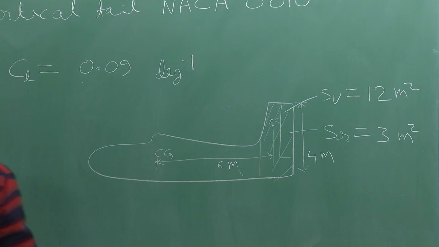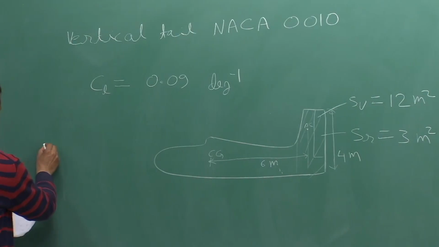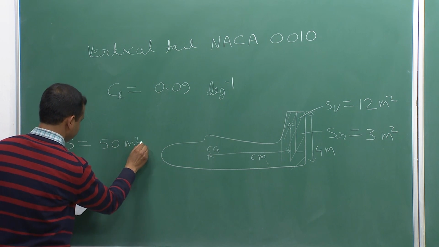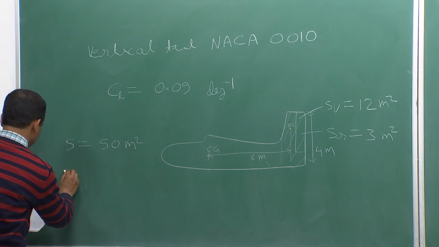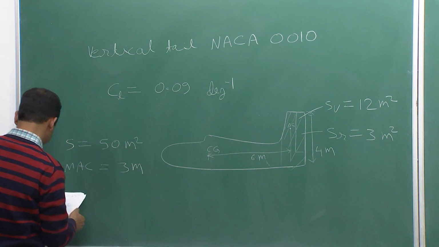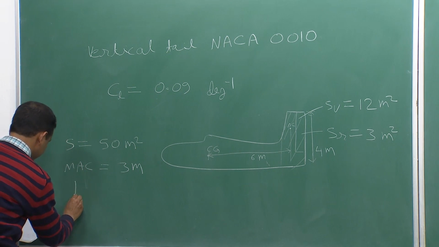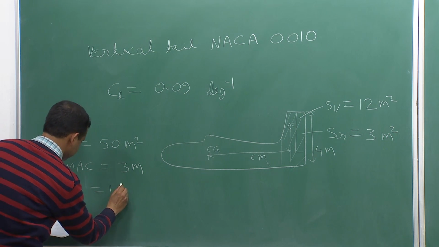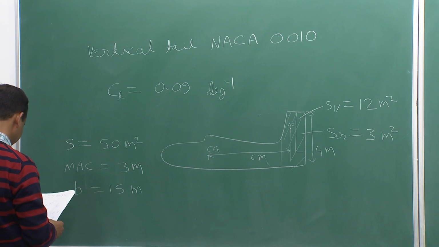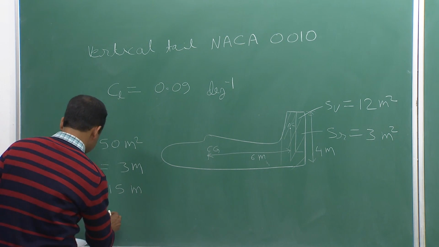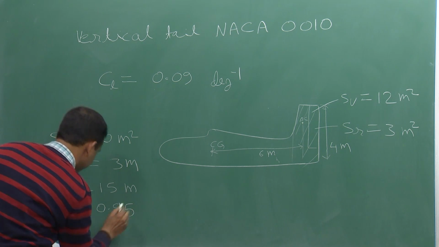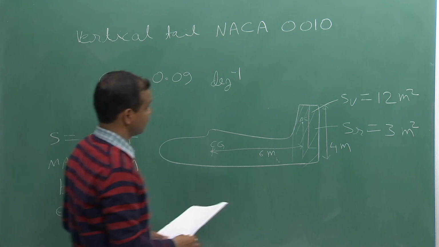and we are given the wing area is 50 meter square, and the mean aerodynamic chord is 3 meter, and the wing span is 15 meter, and the dynamic pressure at the tail is the free stream dynamic pressure, and the span efficiency factor is 0.95, and we are given with this plot.